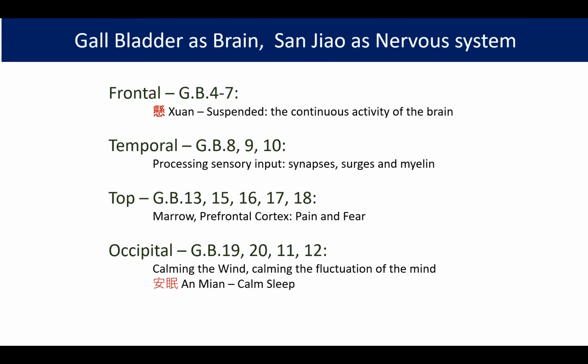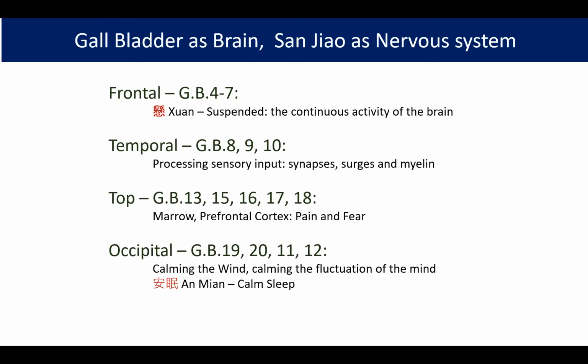At the top, you have Gallbladder 13, 15, 16, 17, 18. So you have the root of the Shen, Gallbladder 13. You have the facing the tears, 15. You have the window of the light, Gallbladder 16. You have the freaking out, Zhen Yin 17. And I can't remember what 18 is called right this second, but it does have a meaning, which I'll figure out in a second. I consider these points that affect the marrow.